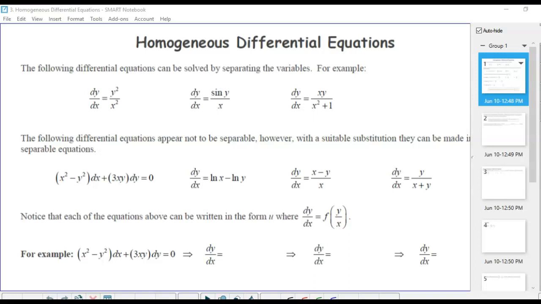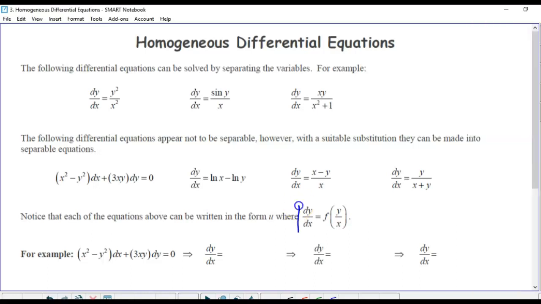The next set, though, can't be separated. Yes, we have both independent and dependent variables, but it's really difficult to separate them. So what are we going to do in this case? Maybe we can make a substitution of some kind. If we take a look at these in more detail, notice that because they're in terms of x and y, can we show the right-hand side as a function of y over x?